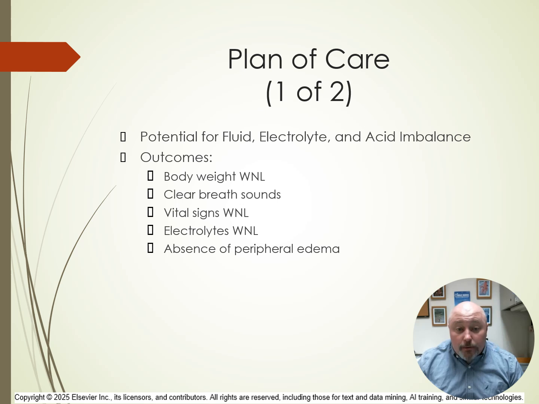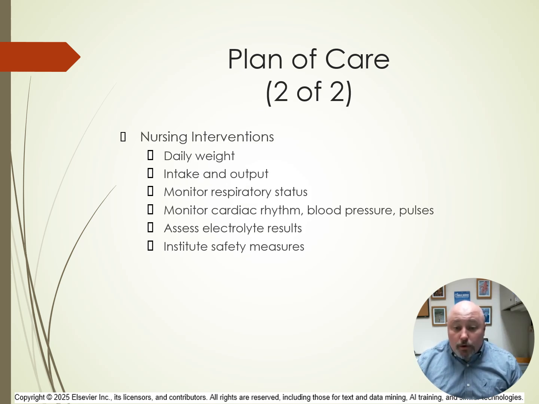We're going to be looking at the potential for fluid, electrolyte, and acid-base imbalances, with outcomes being body weight within normal limits, clear breath sounds, vital signs within normal limits, normal electrolytes, and the absence of peripheral edema. We're going to be assessing these patients very carefully. Those daily weights are going to be critical, as that's often a very early indication of fluid overload and them retaining fluid. Also, in conjunction with intake and output, monitoring respiratory status, cardiac rhythm, blood pressure, pulses, electrolyte levels, and other institutional safety measures.